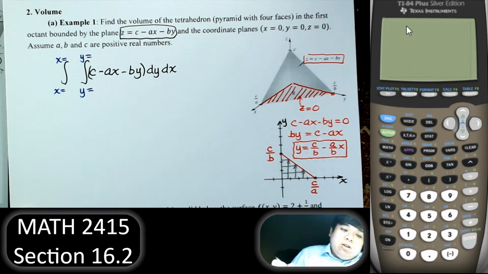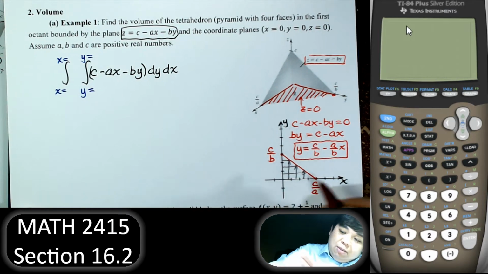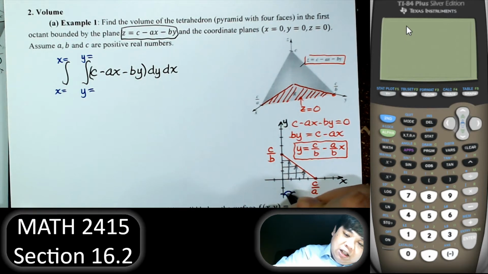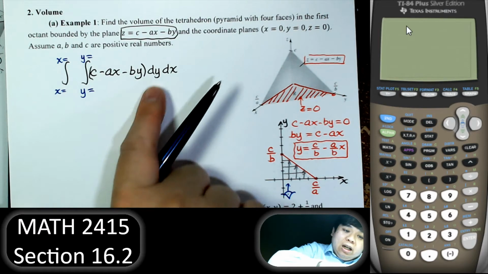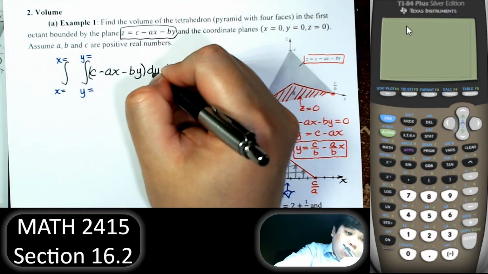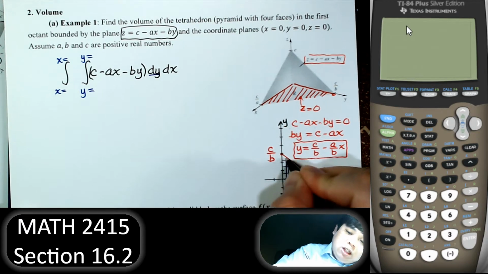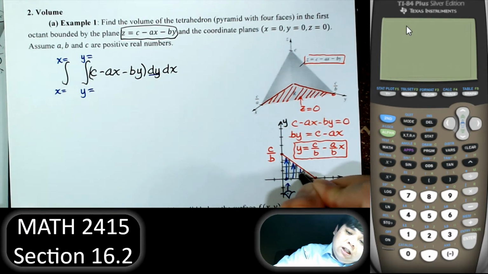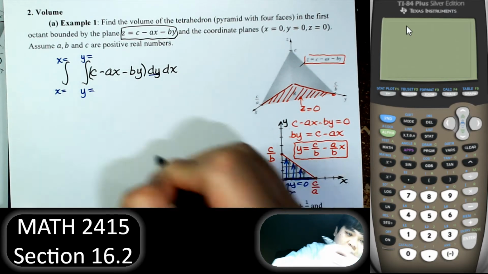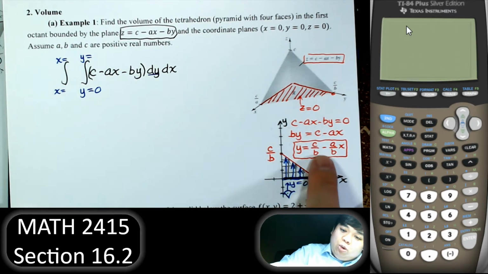Now, let's look. If we put dy in the middle, that means we're going to look from this perspective along the y-axis. At the bottom, we see this function, which is y equal to 0. And on the top, we see that function.